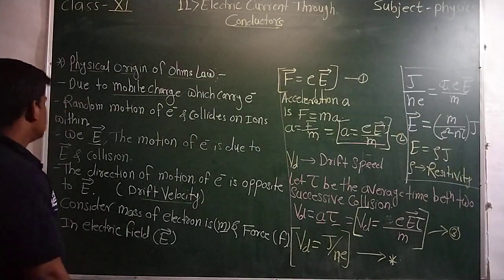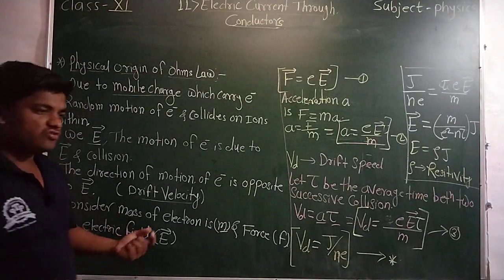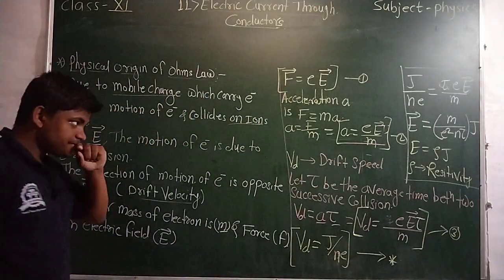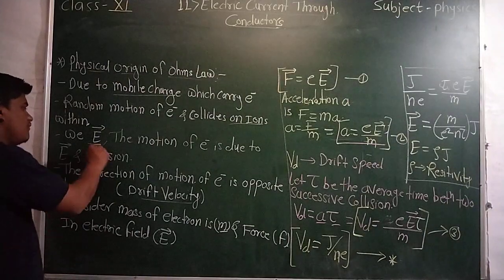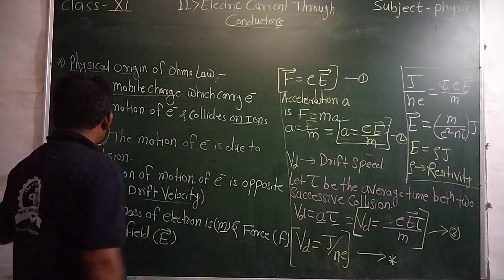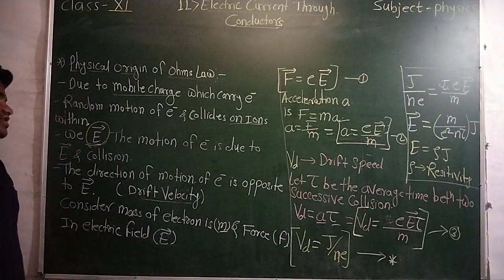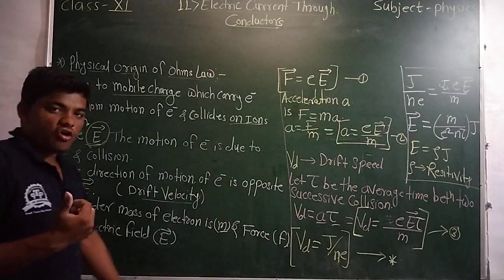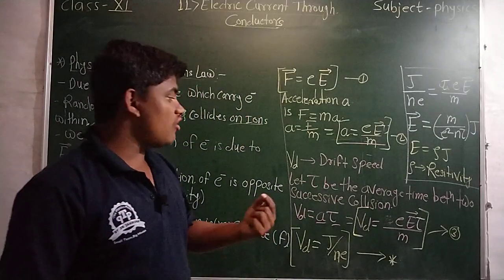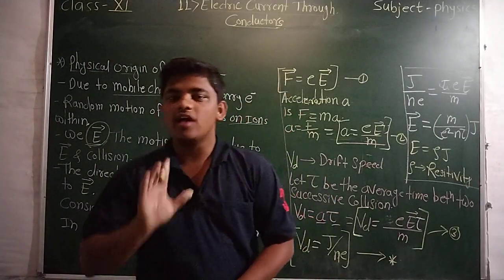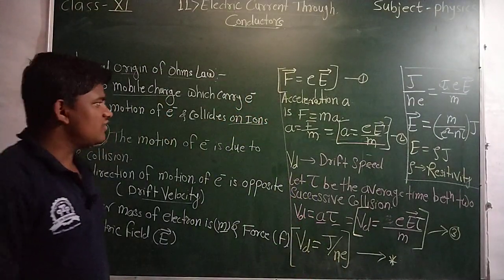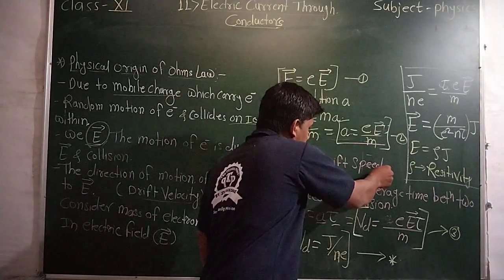The conductance in the conductors is due to the mobile charges, which can carry some electrons. The electrons undergo random motions and collide with the ions and the boundaries of the conductor. Then we apply some electric field. The motion of the electrons is due to the electric field and collisions, and the direction of motion of the electrons is opposite to the direction of the electric field, and they carry some velocity, that is the drift velocity. We use drift speed Vd.